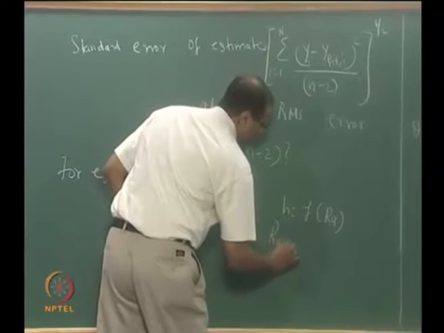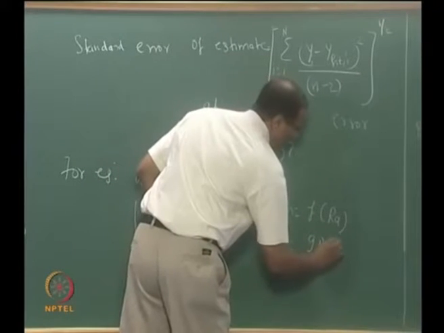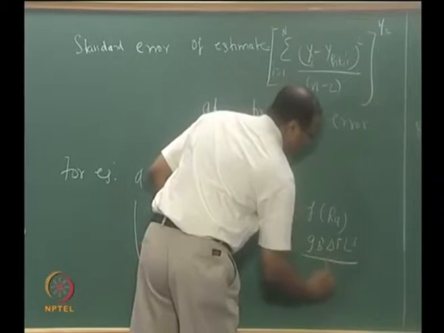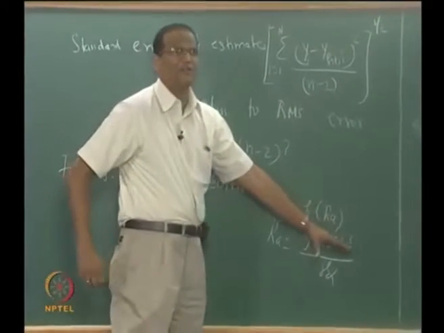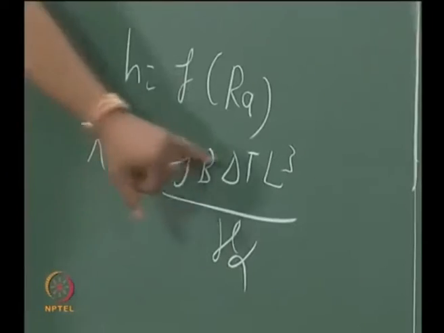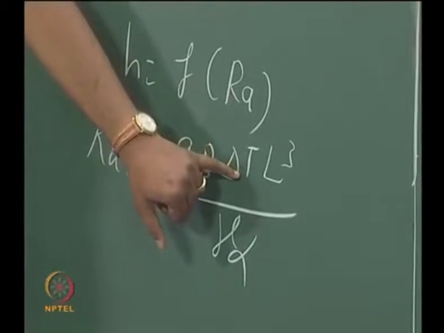Okay, so the Rayleigh number is g beta delta T L cubed by nu alpha. L could be the length or it could also be the diameter, that we will not worry about, the appropriate length scale has to be taken. This delta T keeps decreasing for a problem like this.